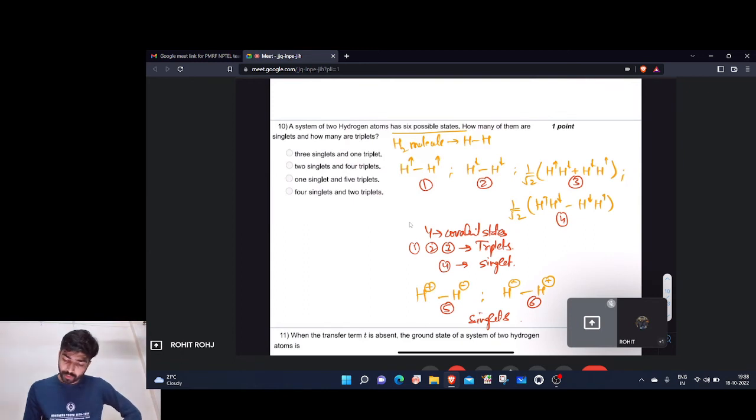So the question is how many of them are singlets and how many are triplets. We have 3 singlets, namely the 5th, 6th and 4th, and 3 triplets as well. So the correct option would be option A, but since it's given as one triplet, there's a typo. It might be one set of triplets, one set of 3 triplets it should have been. So option A is the correct option. We have 3 singlets and 3 triplet states.